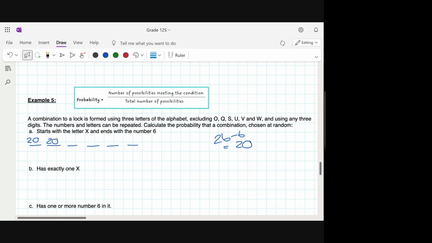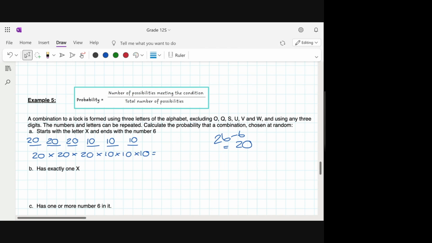I'm still going to have 20 letters here. Okay, so those are my letters. In terms of my digits, how many digits have I got to work with? 10, 10, and 10. So what's my sum going to look like? 20 times 20 times 20 times 10 times 10 times 10.